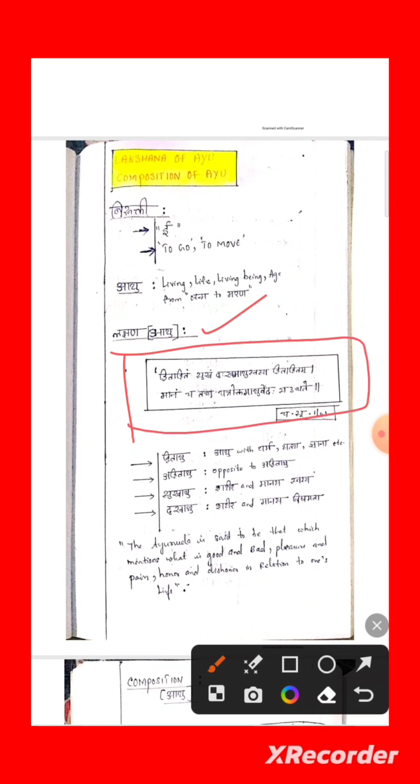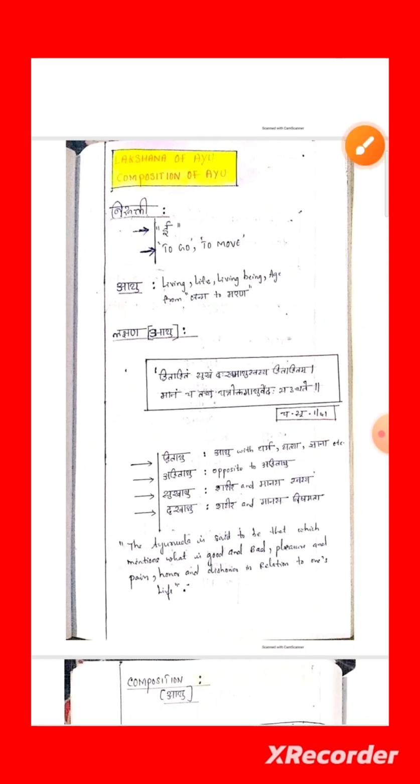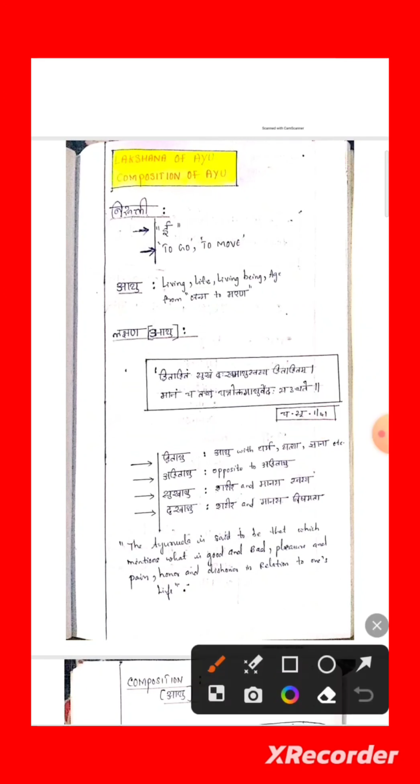Also, this part is very important: you write the text from where the shloka is taken, and more importantly you also write which chapter and the number of that shloka. So here, for Hitayu: Hita ahitam sukham dukkham ayustasya hita ahitam manam cha tacha yatroktam ayurvedah sa uchyate. So what is Ayu?